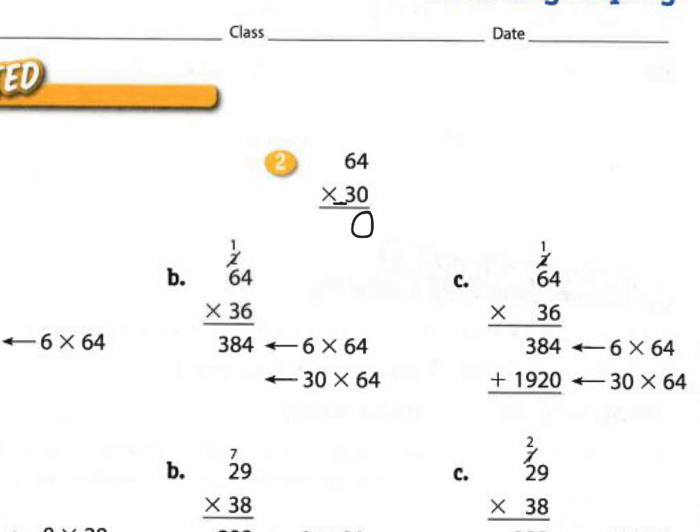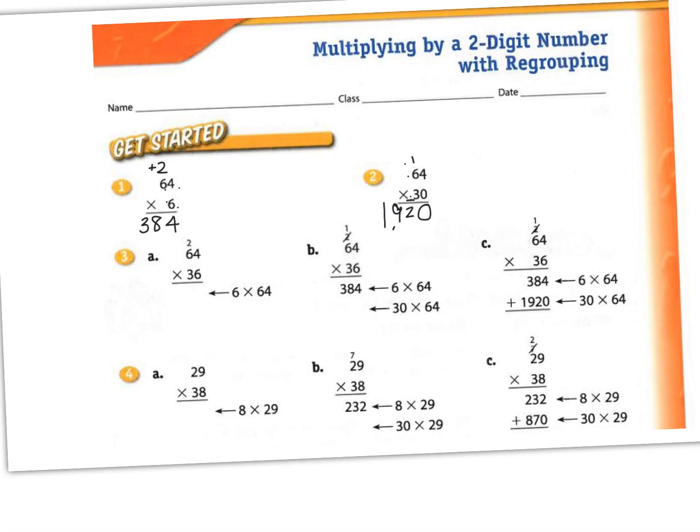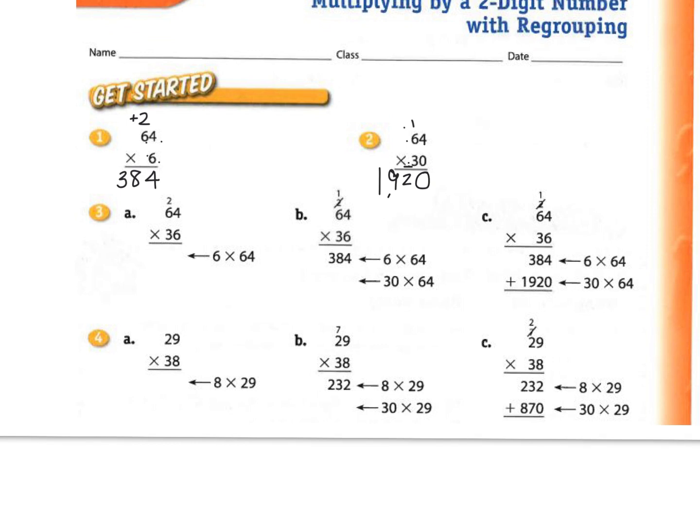So we can do 3 times 4 is 12, carry that 1. And then we do 3 times 6 is 18, plus 1 is 19. So now what we have is this problem. So if we look at number 3, 64 times 36.